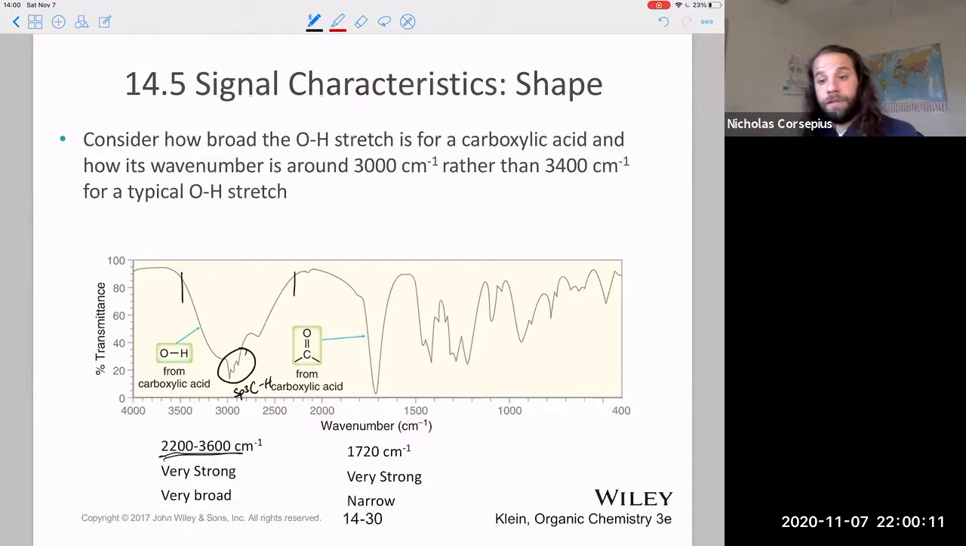And in addition, you'll also be able to double check because they will have that carbonyl bond as well, right? So you'll still get that 1720 very strong and nice and narrow carbonyl peak as well.